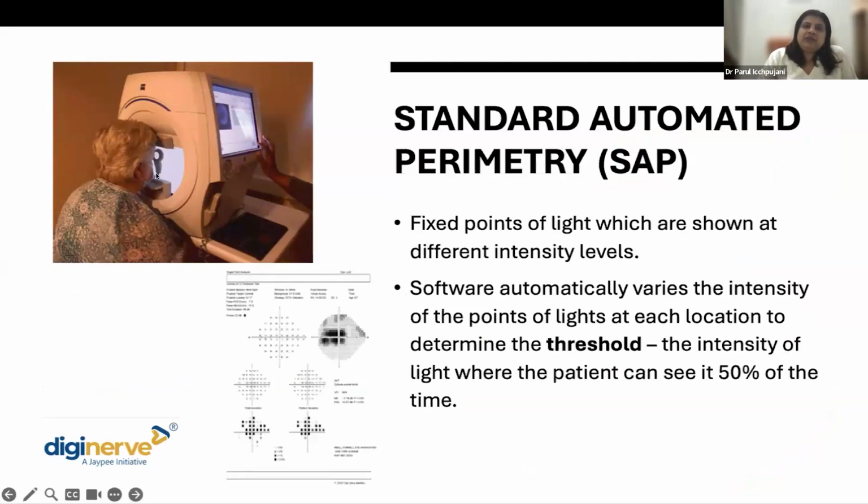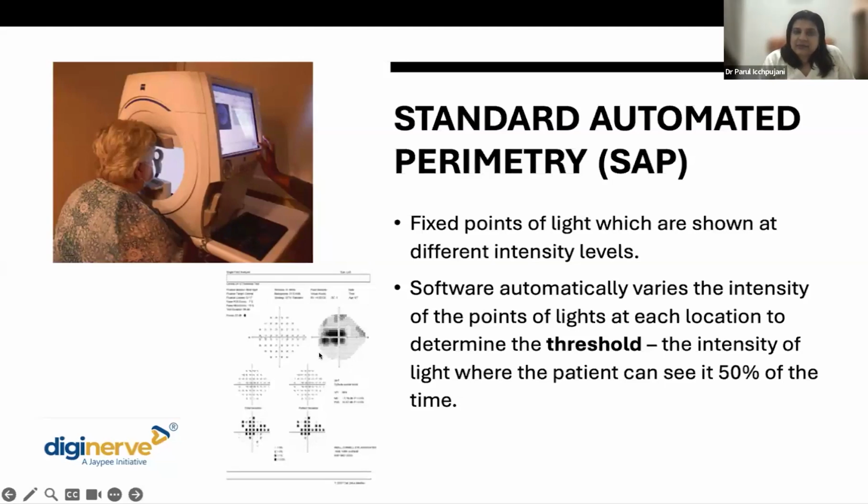And here you can see a patient sitting with their chin resting on the chin rest and seeing through a lens. And they have to press the button when they see a flicker of a light or stimuli in the background bowl. So there are fixed points of light which are shown at different intensity levels. The software automatically varies the intensity of these points of light at each location to determine a certain threshold, the intensity of the light where the patient can see it 50% of the time. And that's how the printout looks.